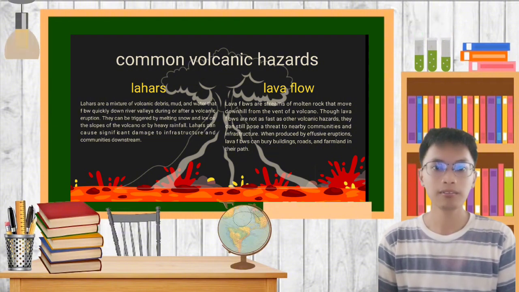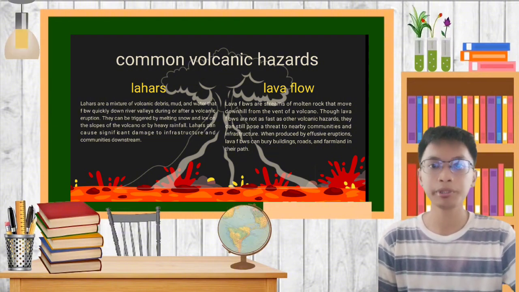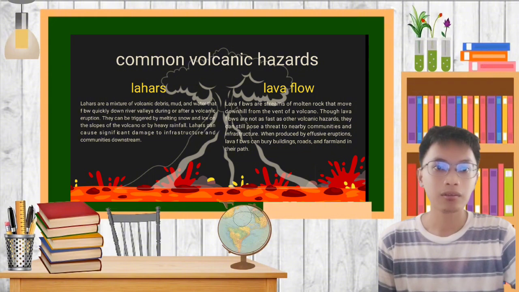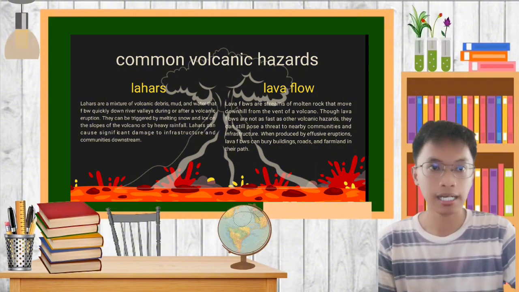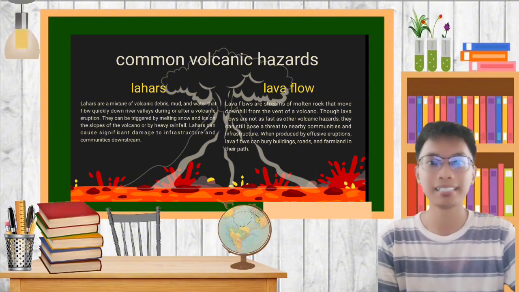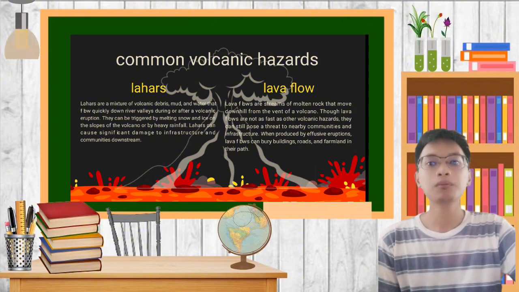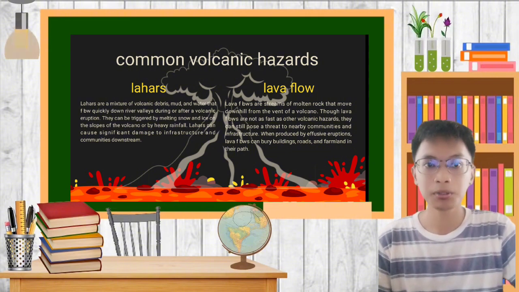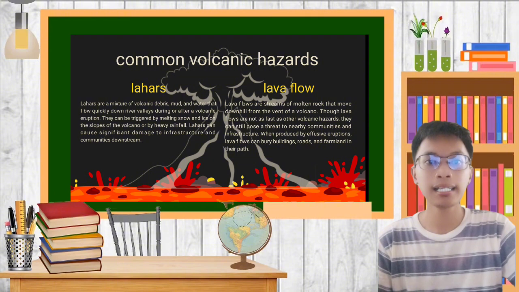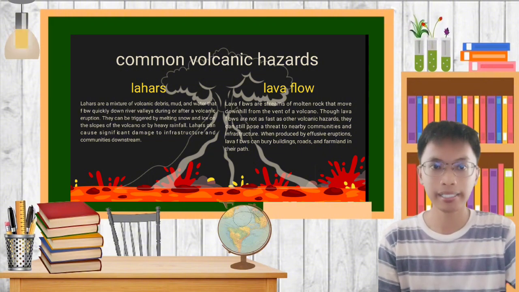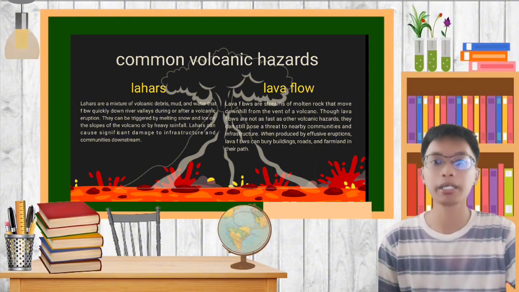Now let's proceed to the fourth hazard, which is the lava flow. Hot molten rock erupting from a volcano is called lava. Lava flows can destroy buildings, infrastructure, and entire landscapes. Fun fact again, the 2018 eruption of Kilauea volcano in Hawaii caused extensive damage, destroying hundreds of homes and forcing evacuation.